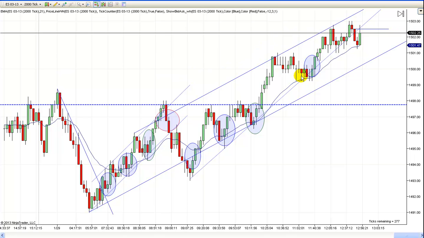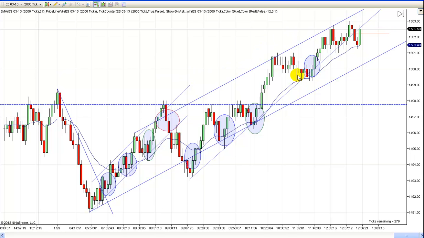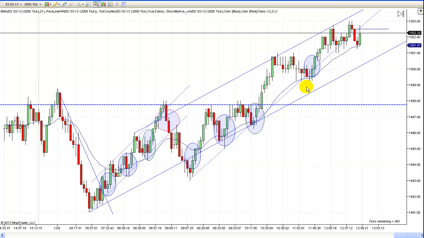First entry long, second entry long, or actually, let me start over there. New low, first entry short, pull back, second entry short. It failed. It went higher, and definitely no reason to be going short here. The trend is up. All this overlap.